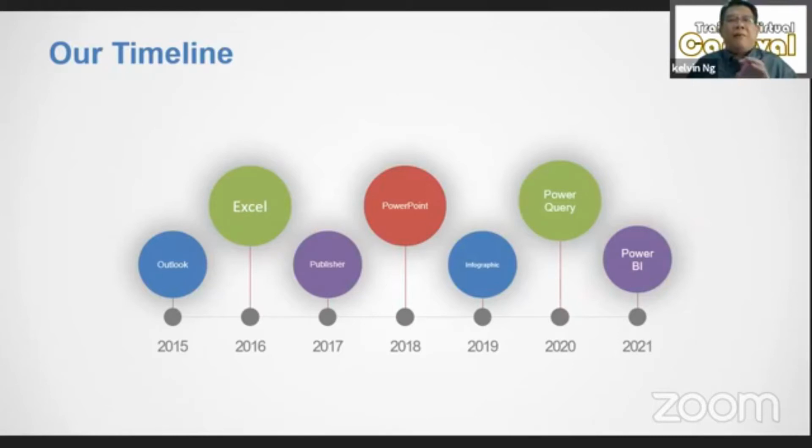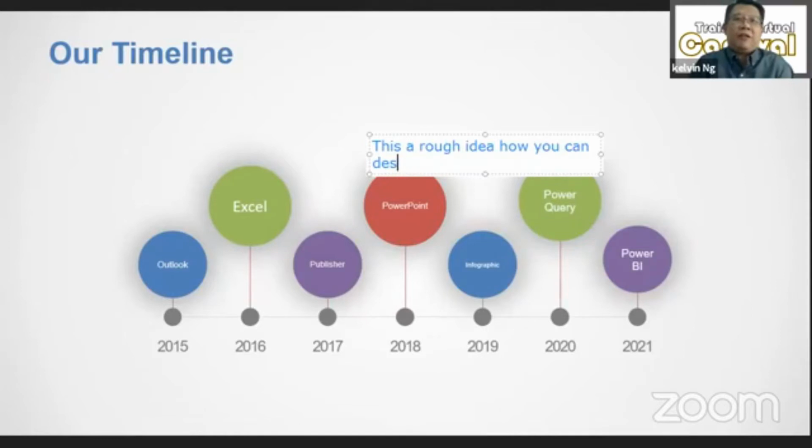At a particular time, you can just turn on your annotation tool. I have an annotation tool on my screen where I can straight away click on the text tool and type it here. Now this is using Microsoft, not Microsoft, sorry, I'm using Zoom. So this is a rough idea how you can design, sorry about the typo, design the slides.